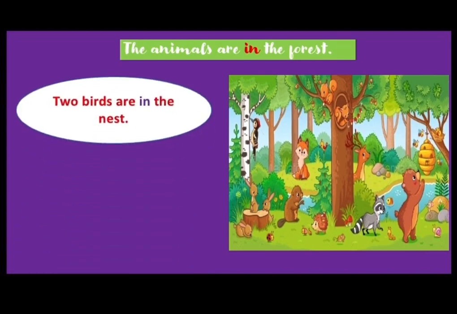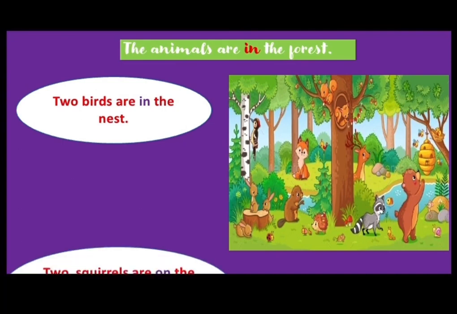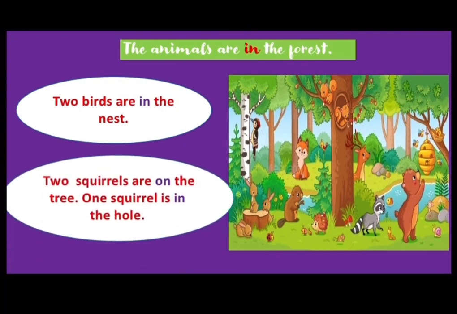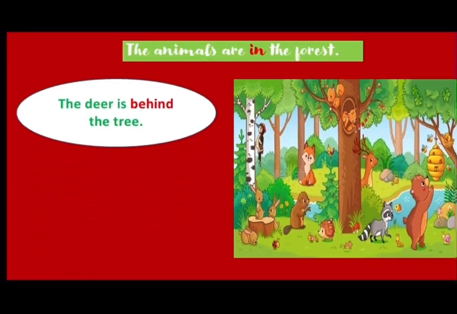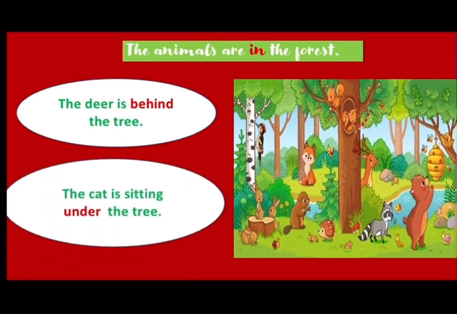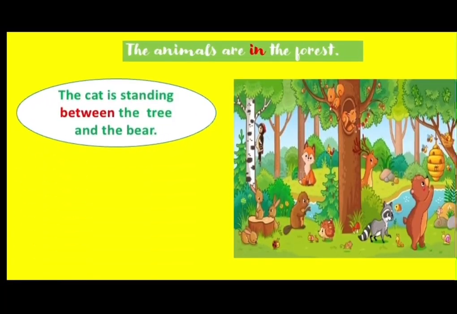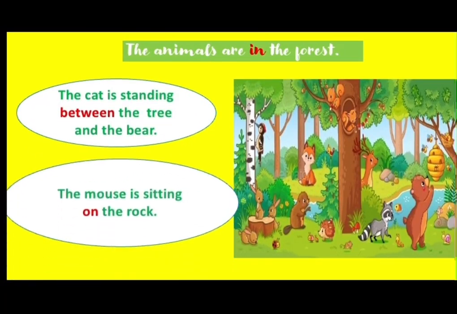Two birds are in the nest. Two squirrels are on the tree. One squirrel is in the hole. The deer is behind the tree. The cat is sitting under the tree. The cat is standing between the tree and the bear. The mouse is sitting on the rock.